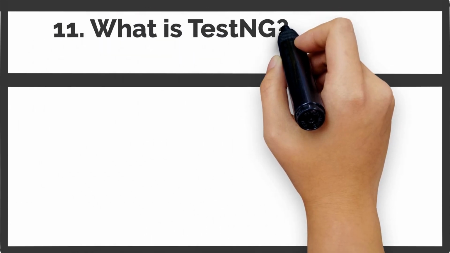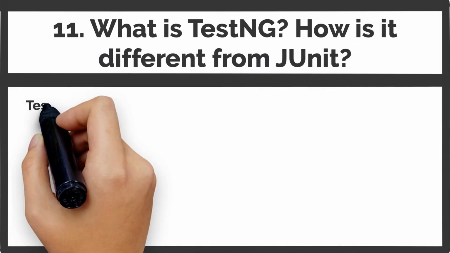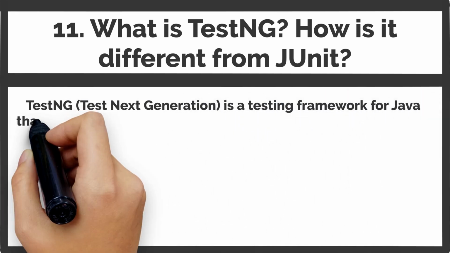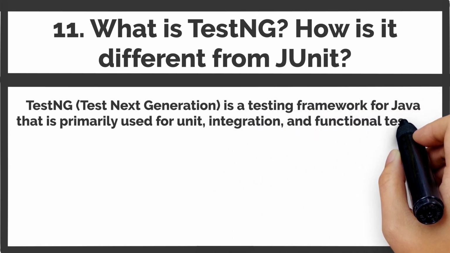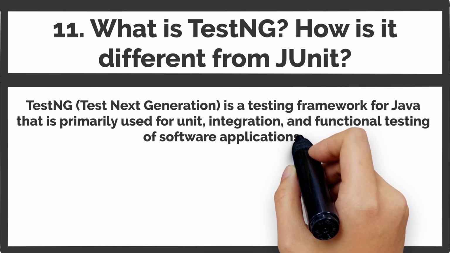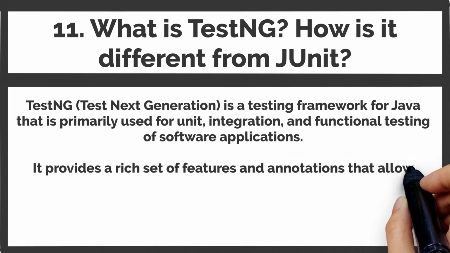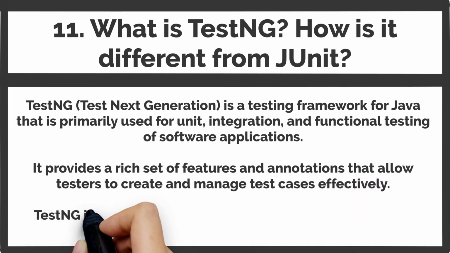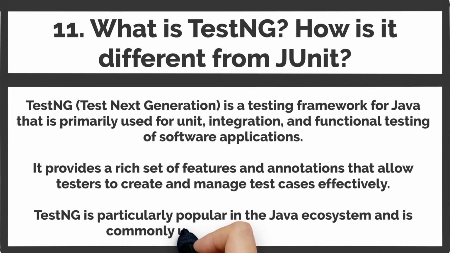11. What is TestNG? How is it different from JUnit? TestNG, Test Next Generation, is a testing framework for Java that is primarily used for unit, integration, and functional testing of software applications. It provides a rich set of features and annotations that allow testers to create and manage test cases effectively. TestNG is particularly popular in the Java ecosystem and is commonly used for test automation.